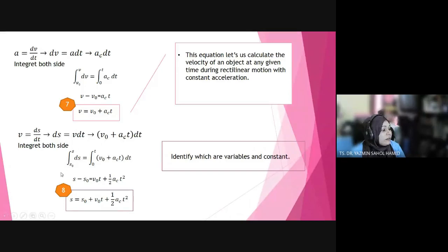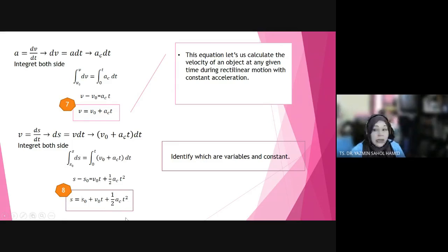We again integrate. We integrate ds, and we get s minus s naught. We integrate this bracket, which is v naught plus a_c t. We get v naught t, and integrating t with respect to time, we get 1 over 2 a_c t squared. Again, we simplify this formula in a nice manner where we bring s naught to the other side. It becomes s equals s naught plus v naught t plus 1 over 2 a_c t squared.